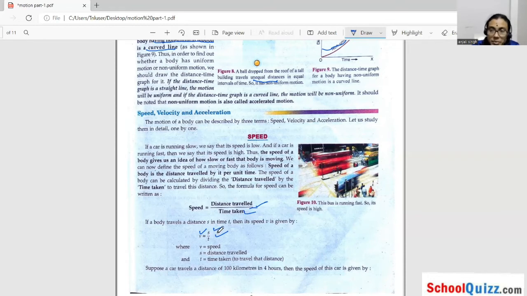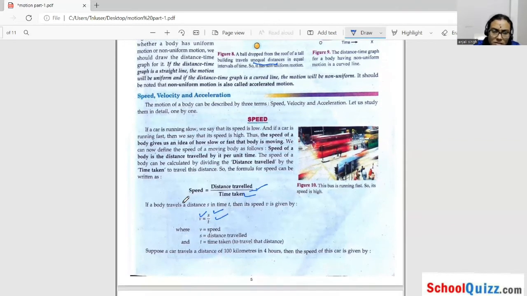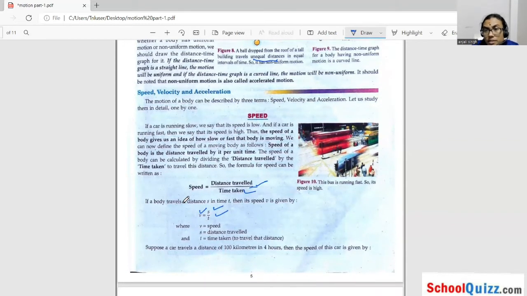Clear? Speed is equal to distance upon time. Can anyone suggest what will be the SI unit of speed? It's very simple, dear. The SI unit of distance is meter. The SI unit of time is seconds. So the answer is meter per second.